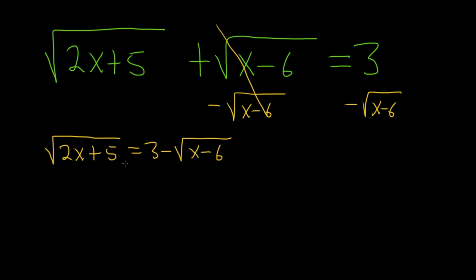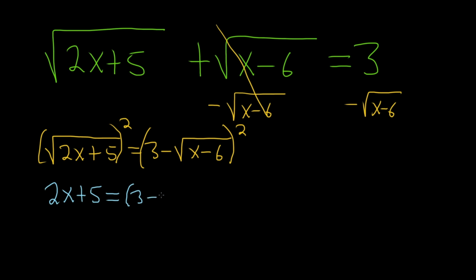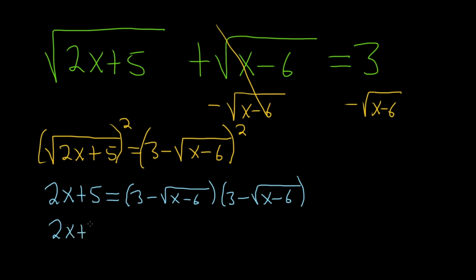Okay, so now we're ready to get rid of the square root on the left. We'll square both sides. On the left, we're left with 2x plus 5. On the right side, one way to do it is that whenever you see a square, just write it twice. So 3 minus the square root of x minus 6, and then write it again: 3 minus the square root of x minus 6. Good stuff.